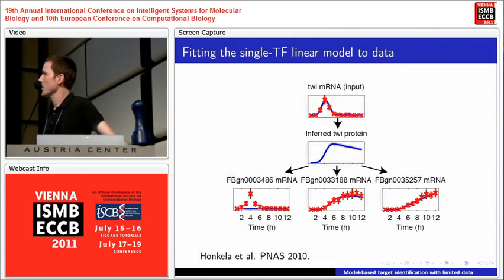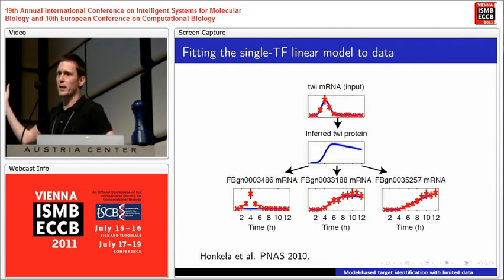So a different approach is to jointly model all the targets with the same model. So now we have the input twist mRNA, and that's translated into a protein. The protein has a reasonably long half-life, and therefore it's decaying a bit slower than the input mRNA. And now with this model, we see that the two on the right can still be fit quite well, but the one on the left can't be fit with the same model. So this is a more conservative way of using the model, where we're ensuring that all the targets are consistent with the same protein profile.